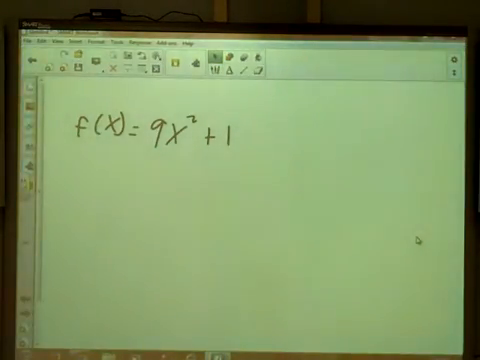That would have been really mean if it wasn't a perfect square. Then you had to rationalize the denominator. That would have been really mean. But it's a perfect square, so it works out all right.